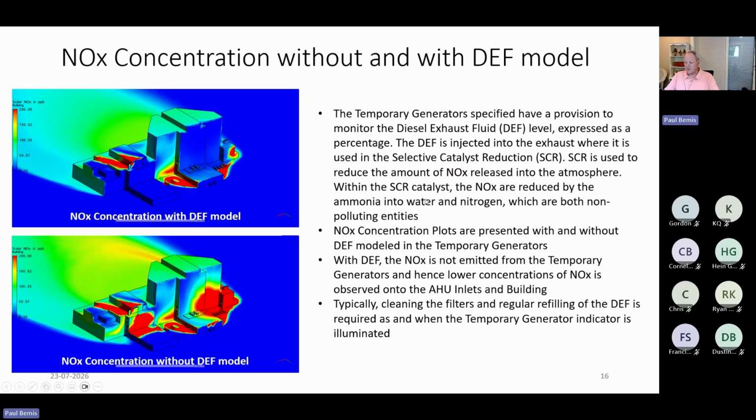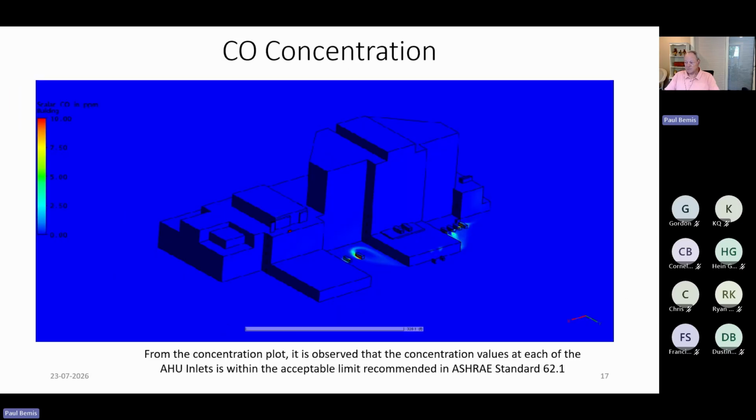In this case, we did it both ways because we weren't sure whether the diesel generator had the DEF model or not. So we looked at it in both directions. This is concentration without the DEF model attached. And here's the monoxide concentration under that condition as well. And the concentration values are well within the acceptable ASHRAE range.